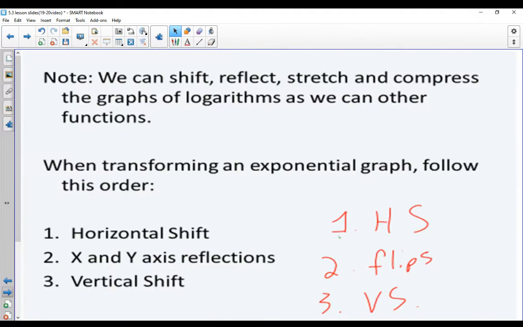Then moving on to other stuff, very similar to what you guys learned previously, is that when you're doing horizontal shifts, flips, and vertical shifts, they have to go in a special order. You have to do horizontal shifts first, or HS. Flips go second, and then verticals go last. Just the same as before. So let me show you some examples.